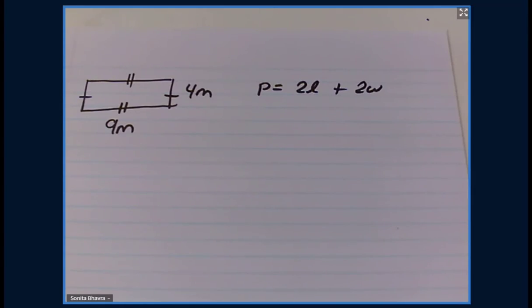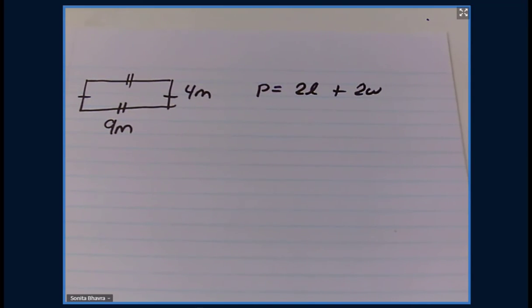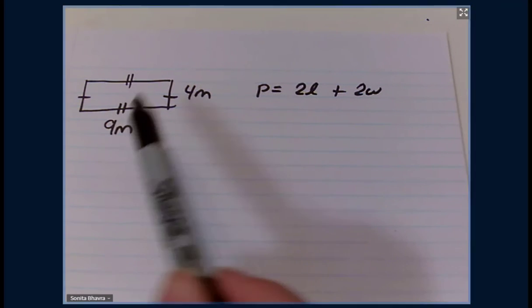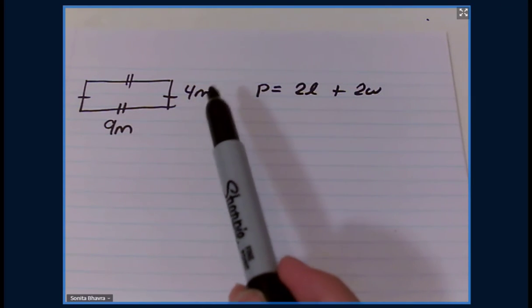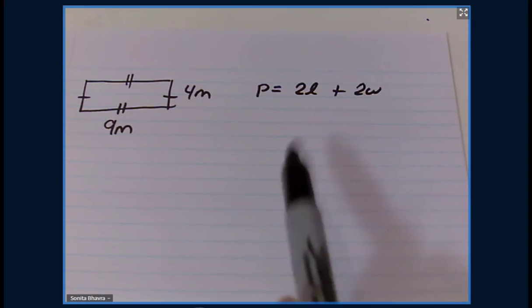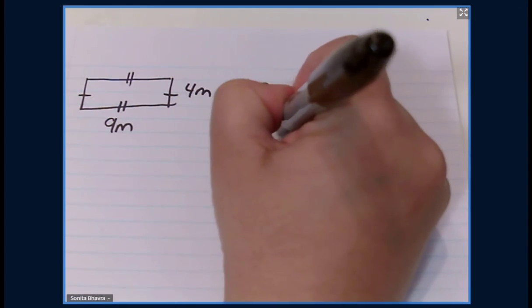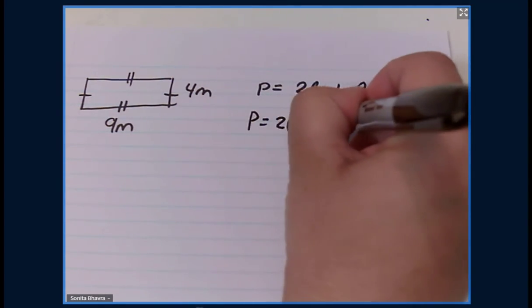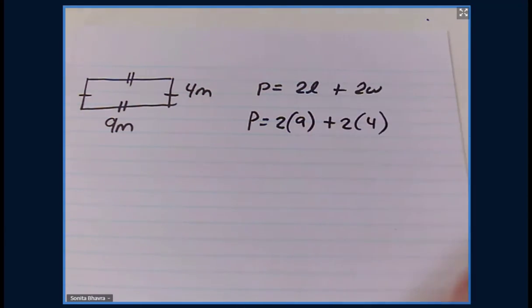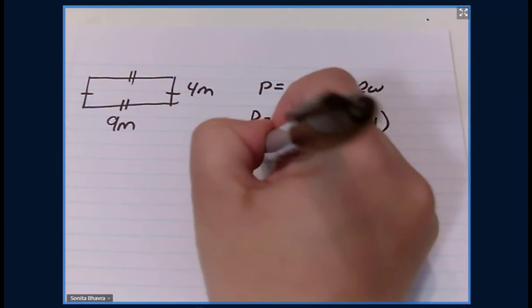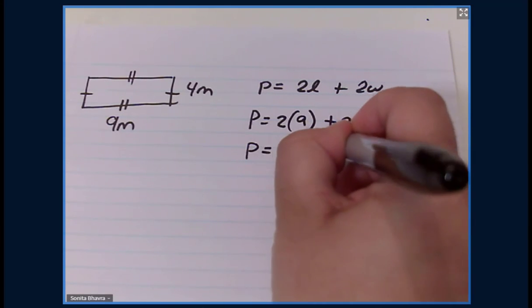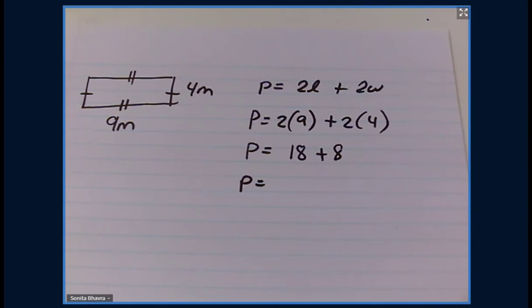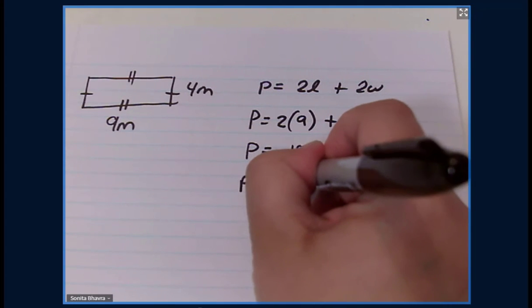The next example, it's a rectangle question, and we're using the formula for the rectangle P equals 2L plus 2W. We're going to substitute 9 in for length, and we're going to substitute the 4 in for width. So P is equal to 2 times 9 plus 2 times 4. That gives me 18 plus 8, which gives me 26 meters.